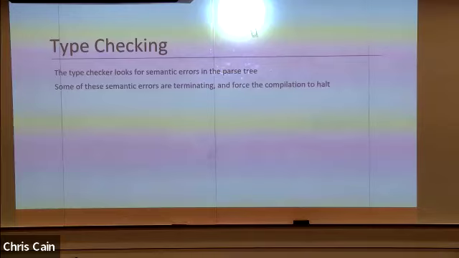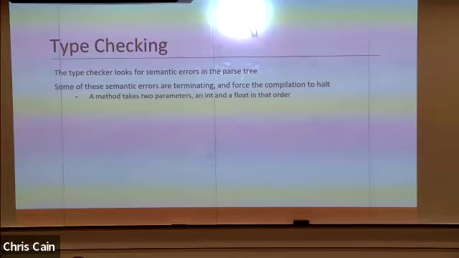Some of the semantic errors force the compilation to halt. We get a compile time problem. When we're looking at the program, we cannot construct the actual statements because the meaning is so broken that we can't do it. Some we can recover from. So a method takes two parameters, an int first and a float second. So imagine now that the method is passed an int and a string. Is this something that we can recover from?